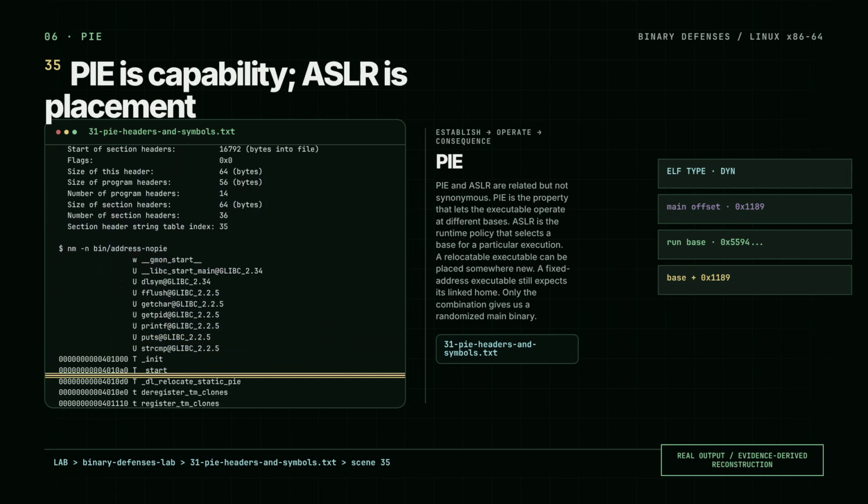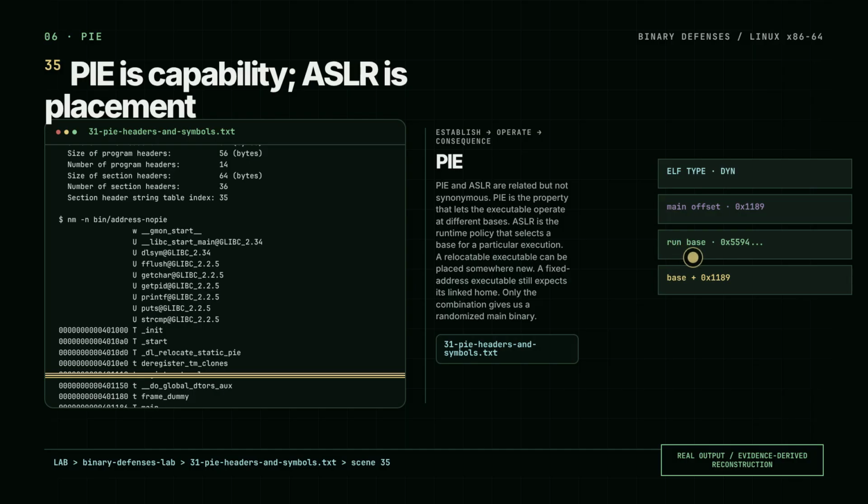PIE is the property that lets the executable operate at different bases. ASLR is the runtime policy that selects a base for a particular execution. A relocatable executable can be placed somewhere new. A fixed address executable still expects its linked home. Only the combination gives us a randomized main binary.